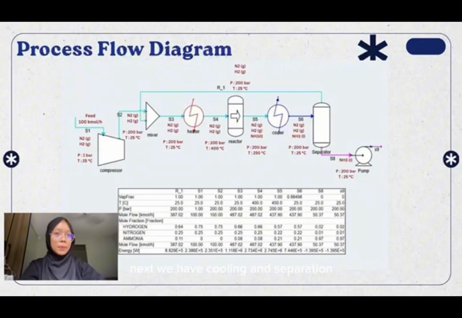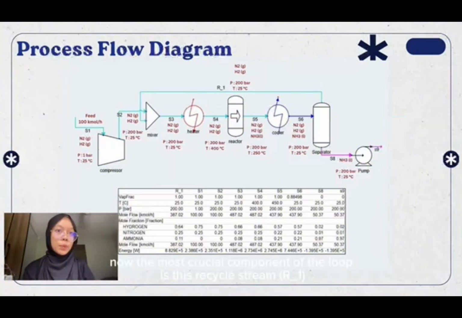Next, we have cooling and separation. The hot reactor effluent at 450 degrees Celsius passes through a cooler and drops the temperature to 25 degrees Celsius. Because ammonia has a higher condensation point compared to nitrogen and hydrogen, it drops out in liquid form, where the vapor fraction is 0 in the gas-liquid separator. And the liquid stream S8, containing 97% ammonia, is then pumped to the storage.